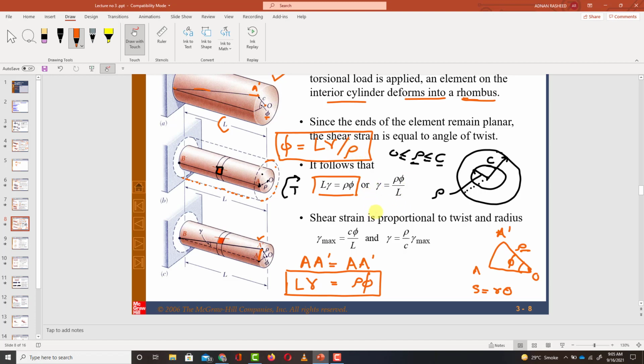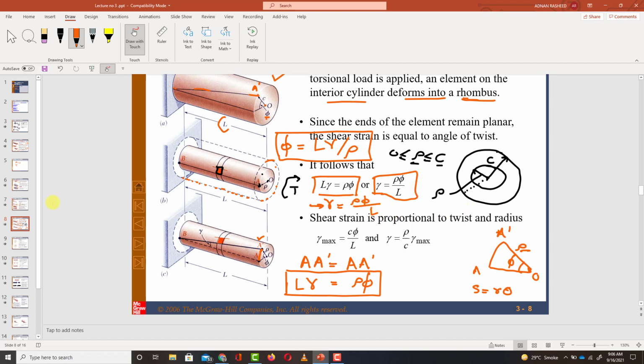Now we can also find out gamma from the same equation as we get the angle of twist. If you use this equation, gamma is equal to rho into phi over L, which is the same as written over here. This is the important equation: shear strain is equal to variable radius into angle of twist over total length.